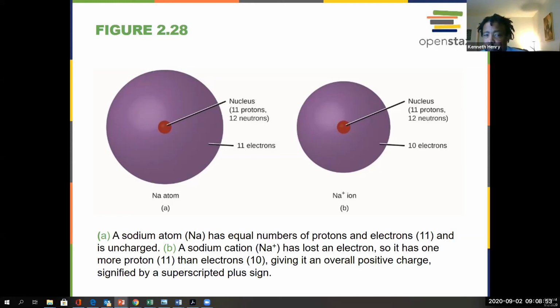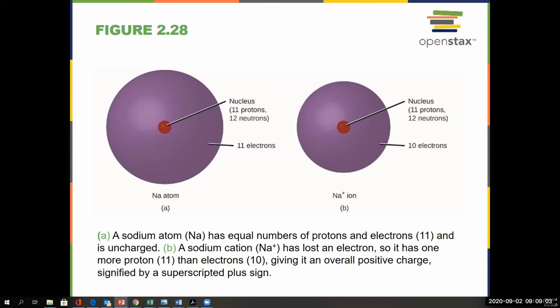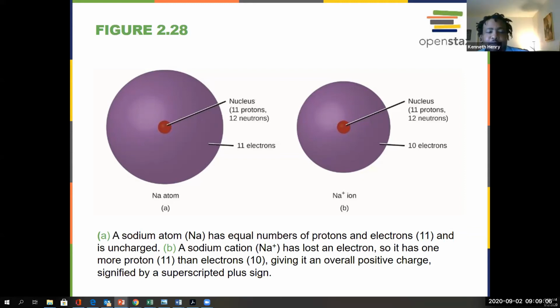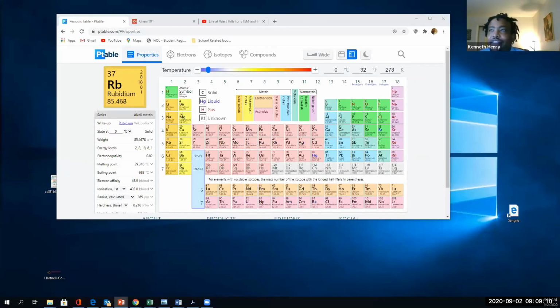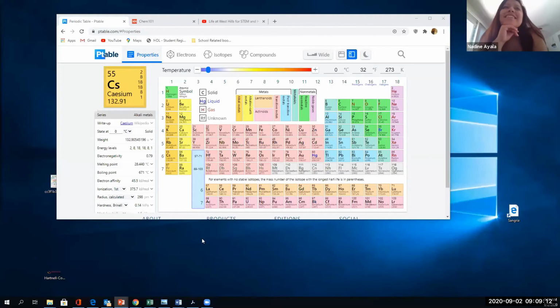You guys see that? Yes, no, maybe? Okay. I see nodding, but verbal responses help me a little bit more. Okay, so let's talk about the periodic table. Can you guys see the periodic table right now?